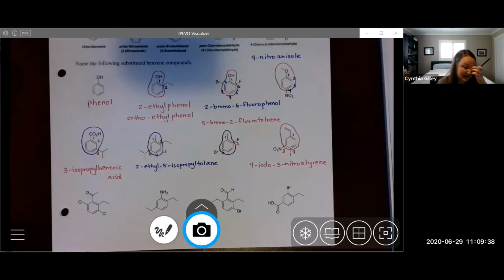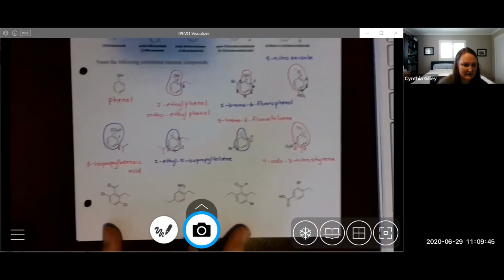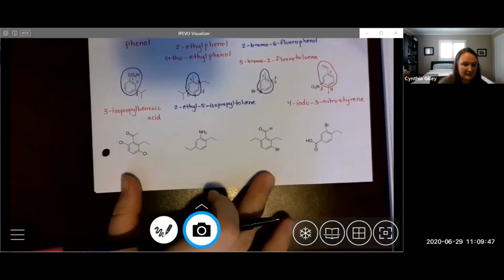So a lot of people, once they get used to the nomenclature, they like these. Sometimes easier than synthesis. Very systematic.